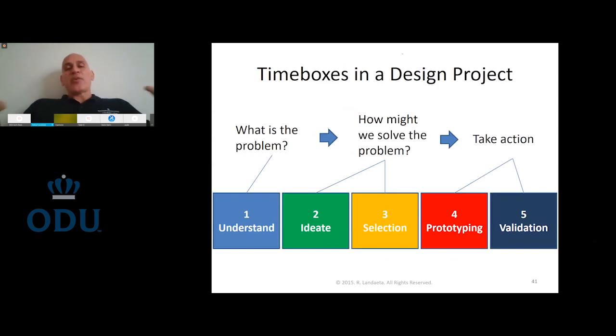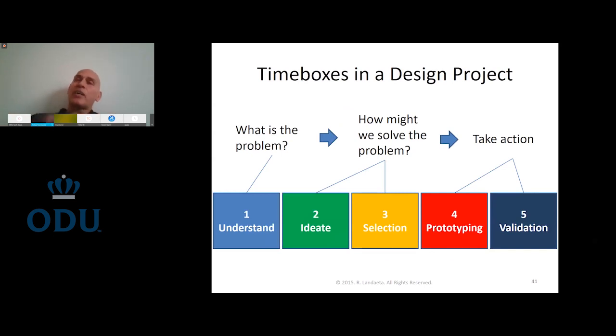But if we expand these three phases into actual steps, we see what has been put out as a more articulated design thinking process. Start with understanding, ideation, selection of the best idea, we prototype the idea, and we validate the idea with the customer. It's that simple. And if you ask me what's the difference between this and engineering, there's no difference. This is pretty much engineering.